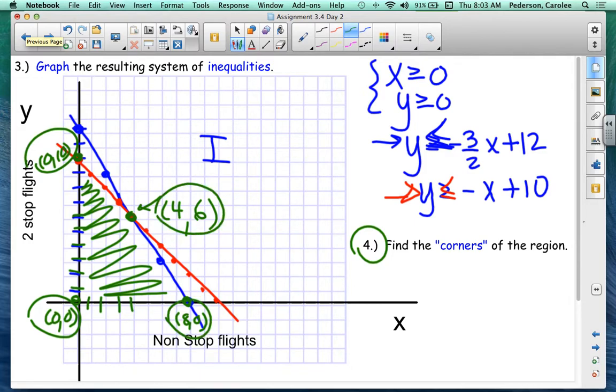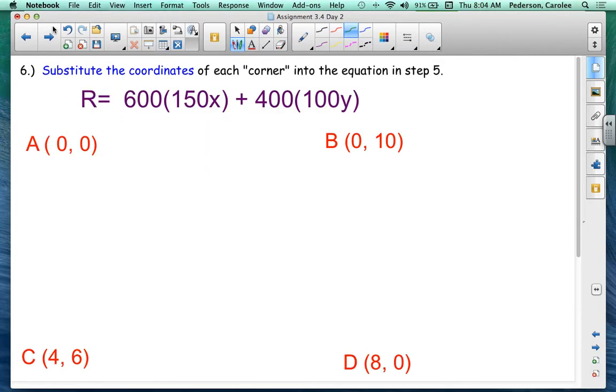Okay? And what they represent is, this first ordered pair says we have 0 of both planes. Well, you probably know they're not going to get any revenue if you don't sell any airplanes. This represents 0, 10. So 0 of the nonstop and 10 two-stop flights. How much revenue would you get? And then this one here represents 4 nonstop flights and 6 two-stop flights. And the last one is 8 nonstop flights and 0 of the two-stop flights. So we want to see how much revenue we would take in, given those 4 scenarios.